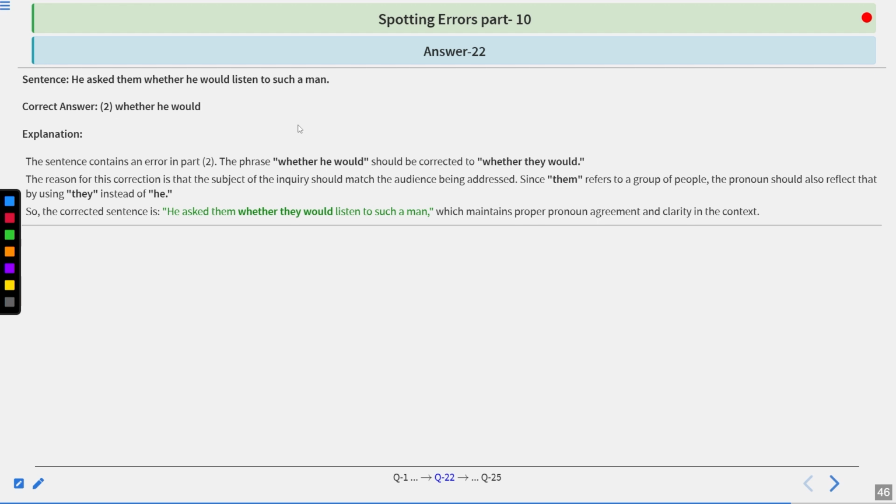The reason for this correction is that the subject of the inquiry should match the audience being addressed. Since them refers to a group of people, the pronoun should also reflect that by using they instead of he. The correct sentence is: he asked them whether they would listen to such a man, which maintains proper pronoun agreement and clarity in the context.